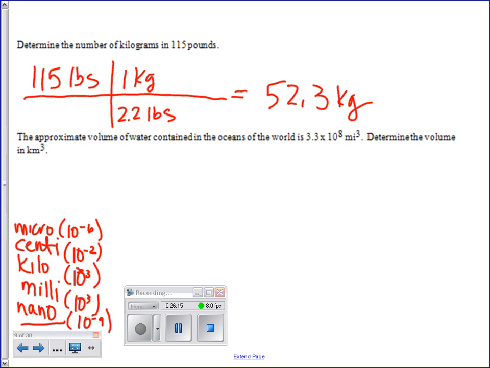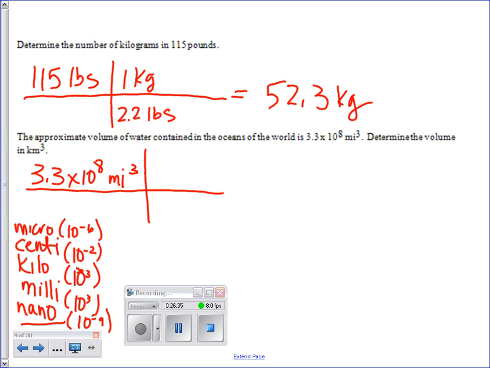Okay, the next one. The approximate volume of water contained in the oceans of the world is 3.3E8 cubic miles, 3.3 times 10 to the 8th cubic miles. Determine volume in cubic kilometers.